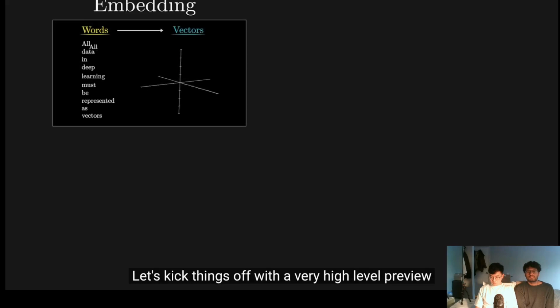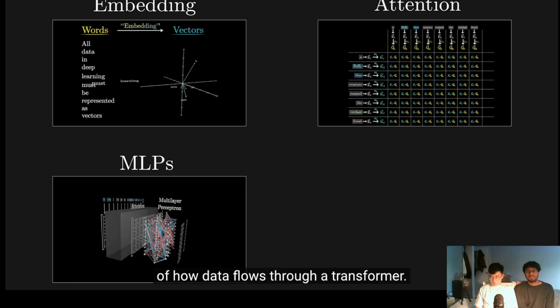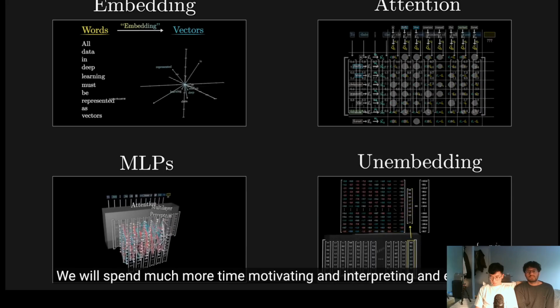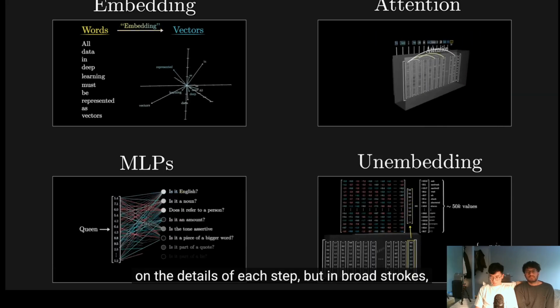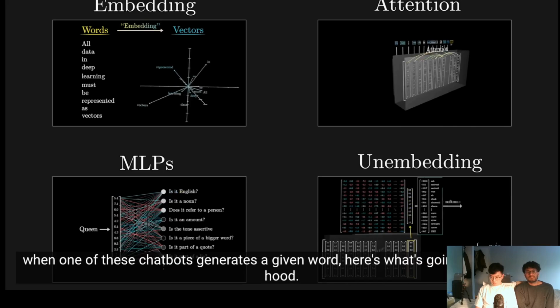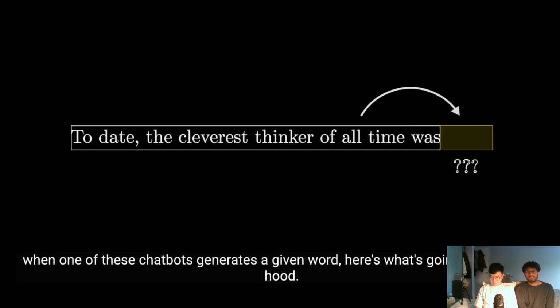Let's kick things off with a very high-level preview of how data flows through a transformer. We will spend much more time motivating and interpreting and expanding on the details of each step, but in broad strokes, when one of these chatbots generates a given word, here's what's going on under the hood.